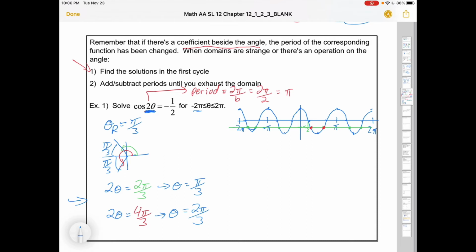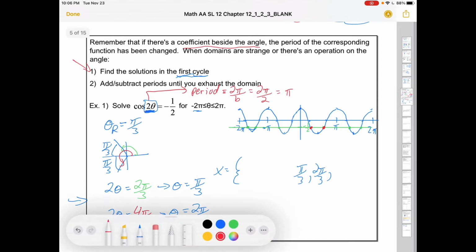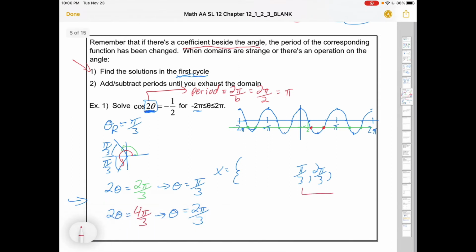This gets us our first cycle answers. Okay? So because we had a 2 theta, we had to do that extra step of division by 2. So the full solution set is going to have that pi over 3 in it, and that 2 pi over 3. Okay? I can say x is the set of all these things. And then those solutions are just going to recur every pi units.